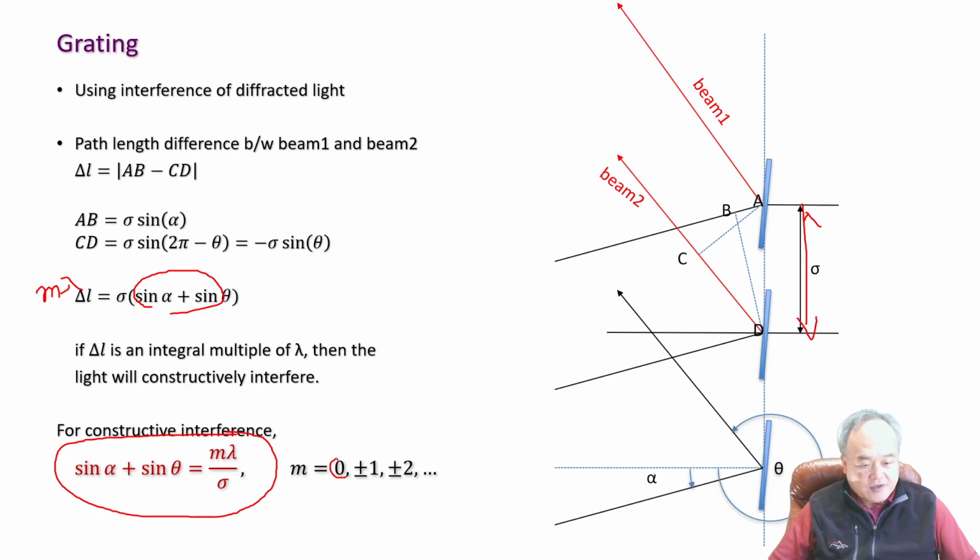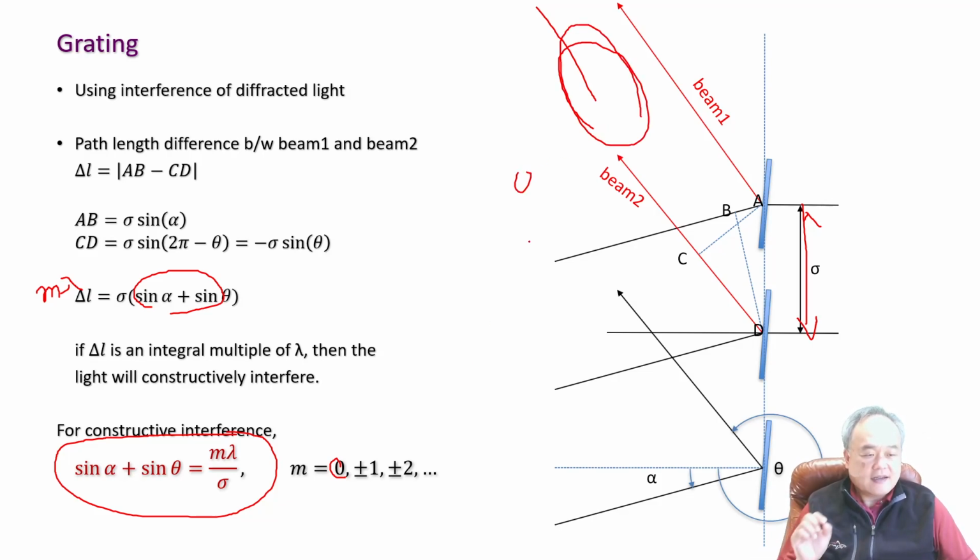The light that produces the zeroth order interference is called zeroth order, and then there is the plus first order light or the negative first order light.